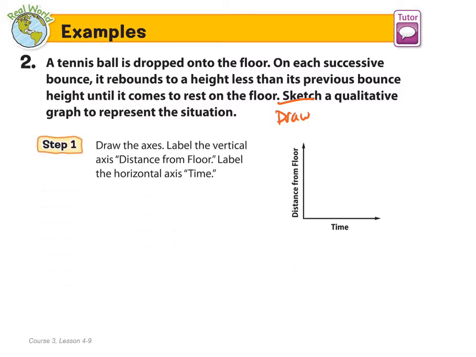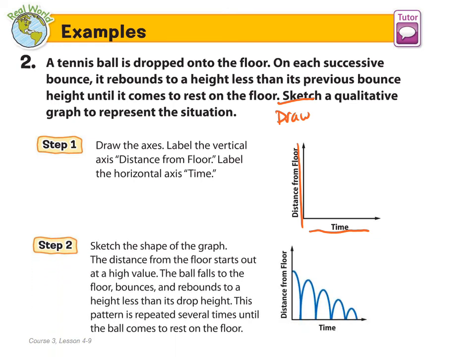And you're going to draw the axes. You're going to label the vertical axis distance from the floor, and you're going to label the horizontal axis time. The distance from the floor, we know, is going to be up. Time is going to be going across. That's the first step.